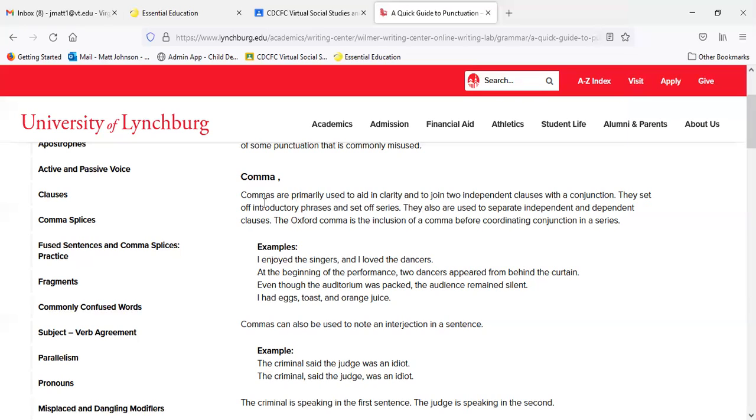And the definition I have here: commas are primarily used to aid in clarity and to join two independent clauses with a conjunction. They set off introductory phrases.